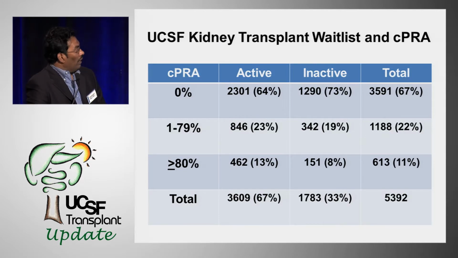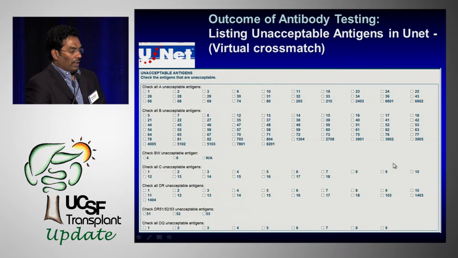If you look at our wait list, over 11% of the individuals in the kidney wait list have over 80% PRA. It's a huge problem. The high PRA is not random. It's over 600 people having 80% PRA, and most of them are retransplant patients or women.